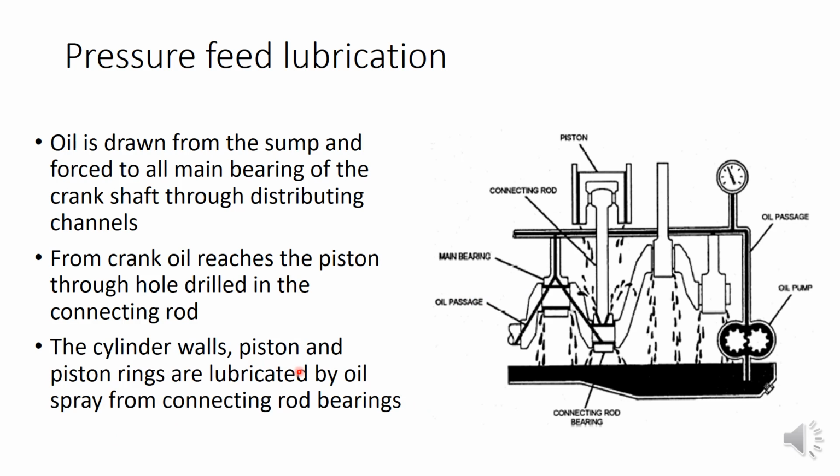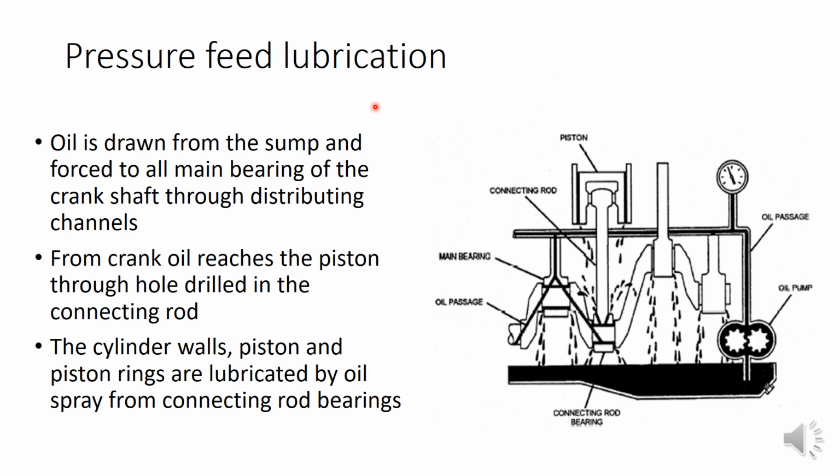And the cylinder walls, piston and piston rings are lubricated by oil spray from the connecting rod. So after that the oil will be sprayed through the connecting rod bearings. This is our connecting rod. You can see here, sprayed through the connecting rod. At the end of the connecting rod, this is the connecting rod bearing position. So when it reaches here, it will be sprayed to the other components. So like that, this is pressure feed lubrication. Why it is known as pressure feed is that the lubrication oil is pressurized with the help of a pump and moved to the distribution channel, and after that it is sprayed. So that is why it is known as pressure feed lubrication.